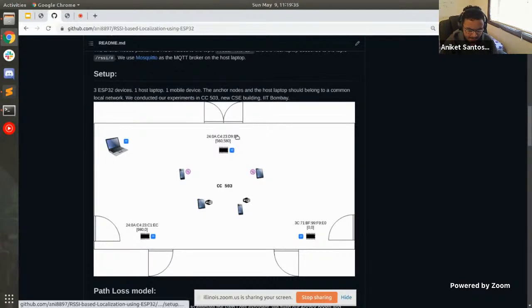We had three ESP32 devices. We had a host laptop, which collects information from all these three devices. And then we tried to localize these mobile phone devices by sniffing their communication packets.